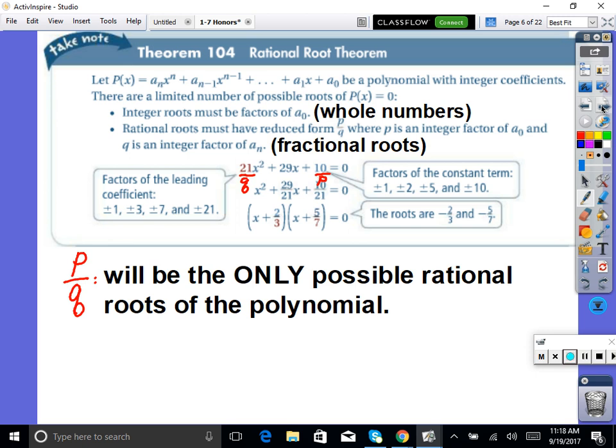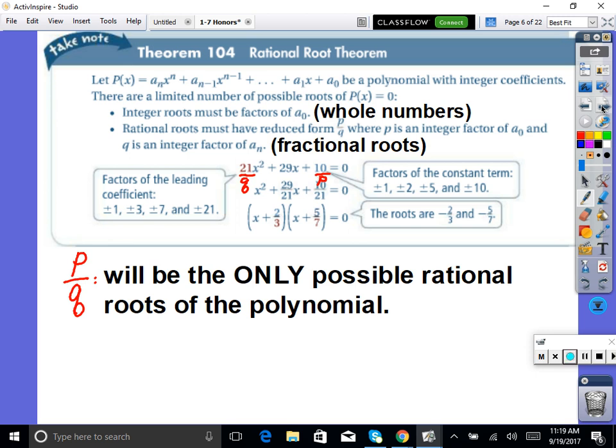Did everybody hear that? And then also, any fractional roots or rational roots will have the reduced form of p divided by q, where p is the integer factors of a sub 0 and q is the integer factors of a sub n. Let me put this in simpler terms. Everybody look up here. Our constant is what we're going to call p. Our leading coefficient is what we're going to call q.